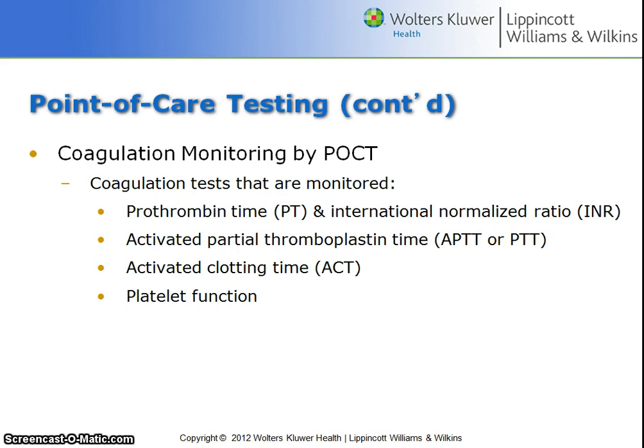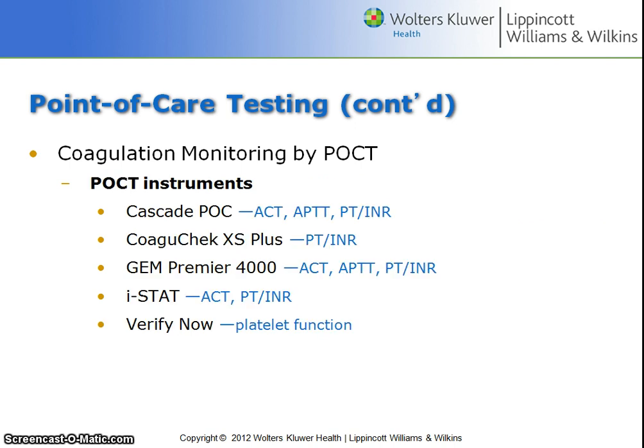Coagulation tests that are monitored by point of care: prothrombin time and international normalized ratio, the INR, activated partial thromboplastin time, the PTT, and platelet function. These are some of the types of point of care testing devices for COAG.